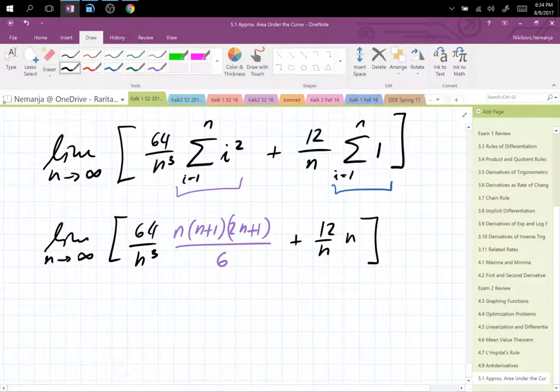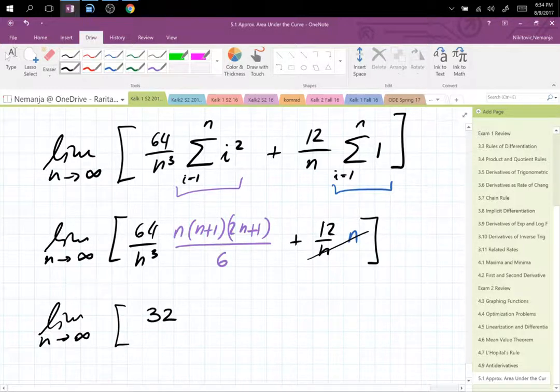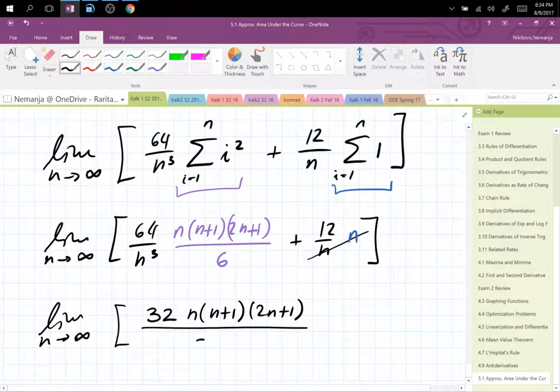And we converted this problem to a limit problem now. If you observe carefully, well, let's just cancel what we can, so these n's die. Limit n goes to infinity. 64 and 6 will cancel by 2. So I'm getting 32, n plus 1, 2n plus 1, divided by 3n cubed, plus 12.